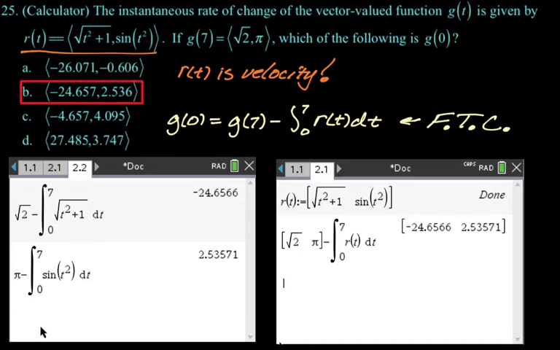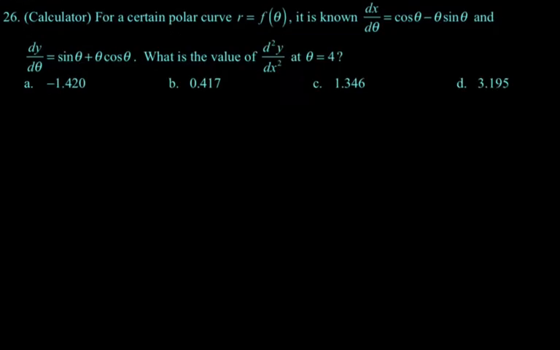All right, next up. Another calculator question. For a certain polar curve, r is equal to f of theta, it is known that dx d theta is cosine theta minus theta sine theta, and dy d theta is sine of theta plus theta cosine theta. That's annoying to say. What is the value of the second derivative of y with respect to x?